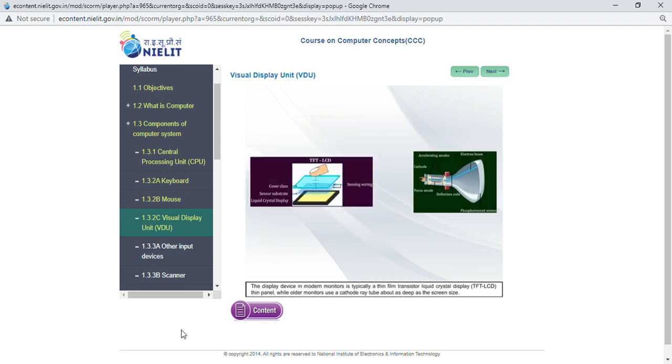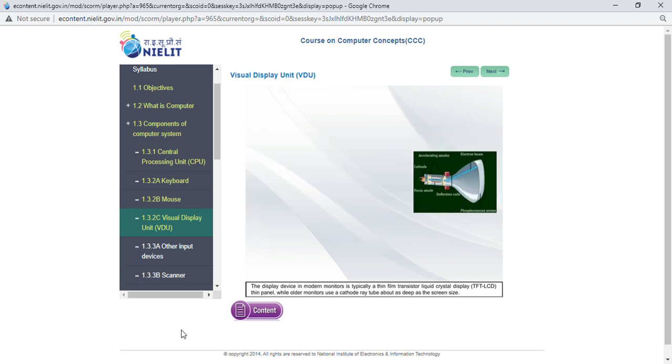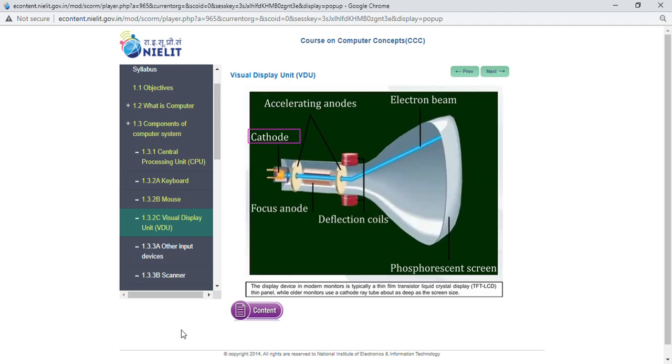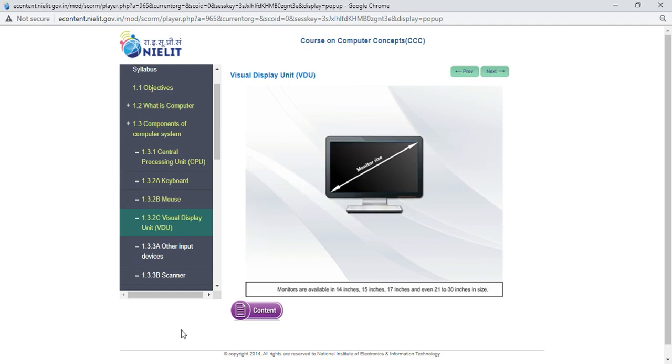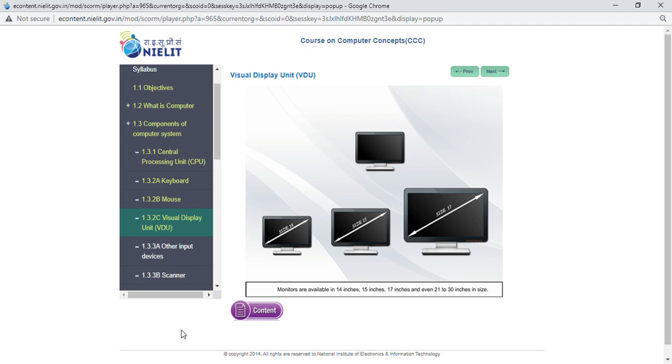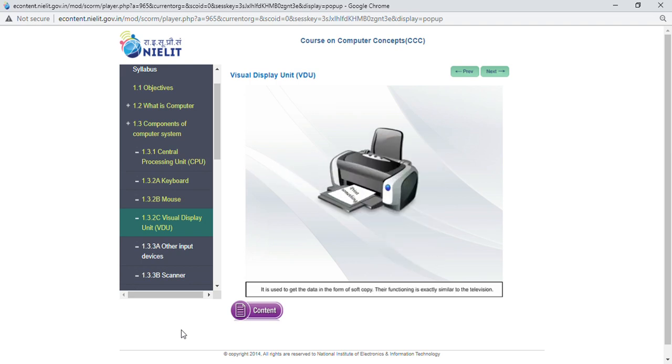The display device in modern monitors is typically a thin film transistor liquid crystal display, TFT LCD thin panel, while older monitors use a cathode ray tube about as deep as the screen size. It contains a CRT which emits the electrons to trace a regular pattern of horizontal lines on the screen. Monitors are available in 14 inches, 15 inches, 17 inches, and even 21 to 30 inches in size. It is used to get the data in the form of soft copy. Their functioning is exactly similar to the television.